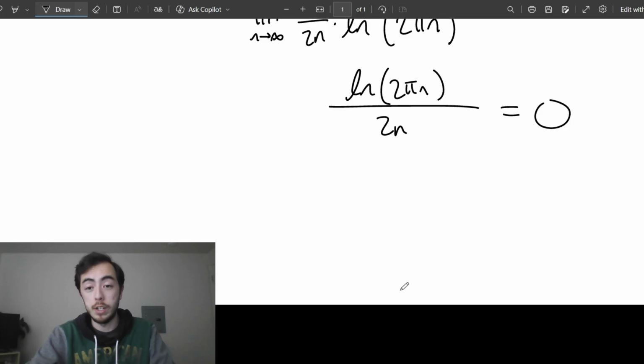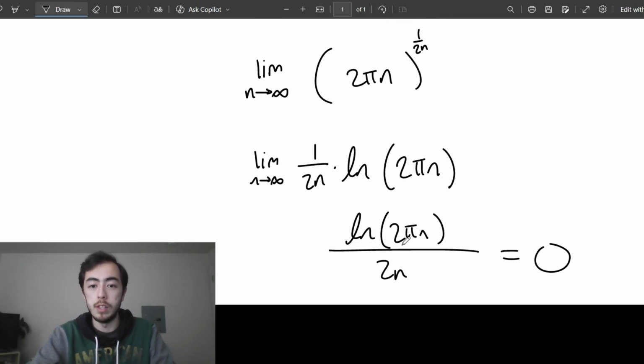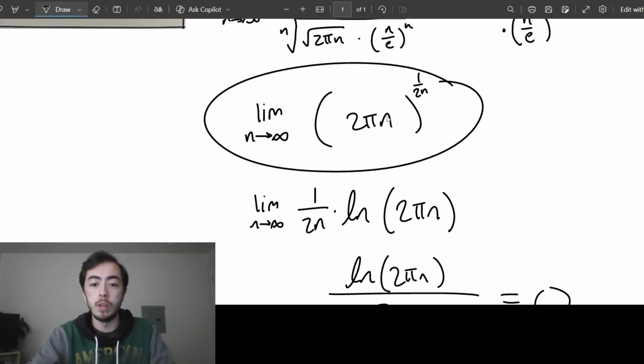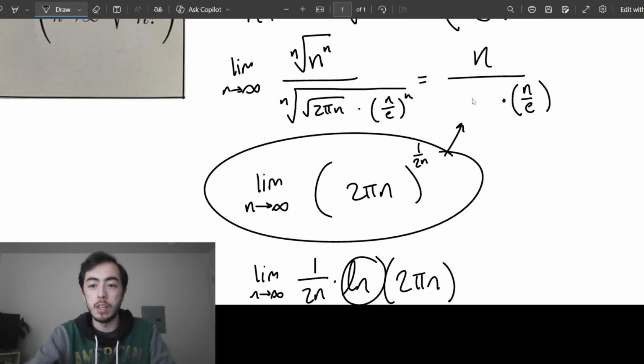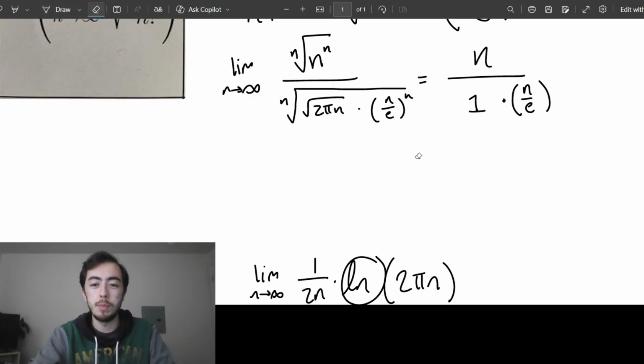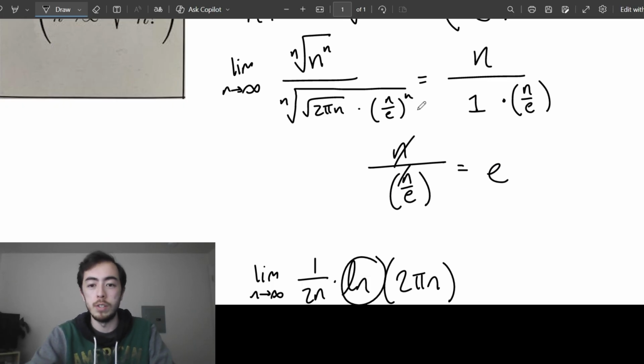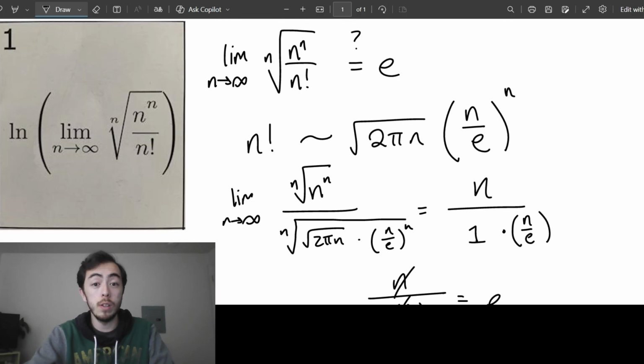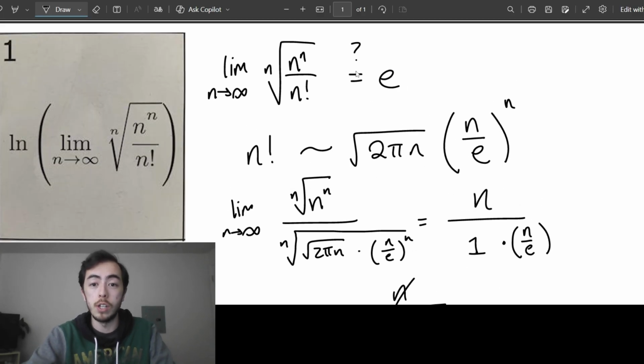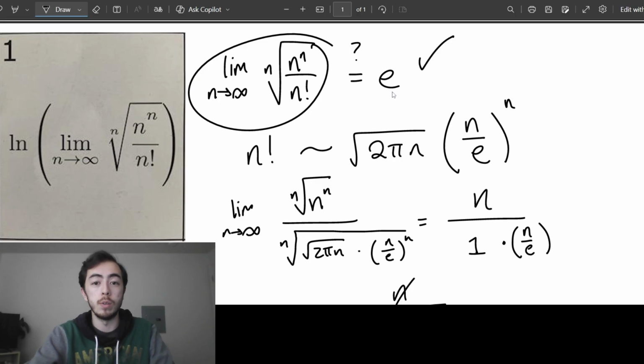So backtracking, we did get 0 from this limit. That means this one without that natural log should be 1, which means I can actually evaluate this one right now. And then we have n over e. This simplifies to just e, just some fraction arithmetic there. And with Stirling's approximation, we're done. We did show that this limit is equal to e.